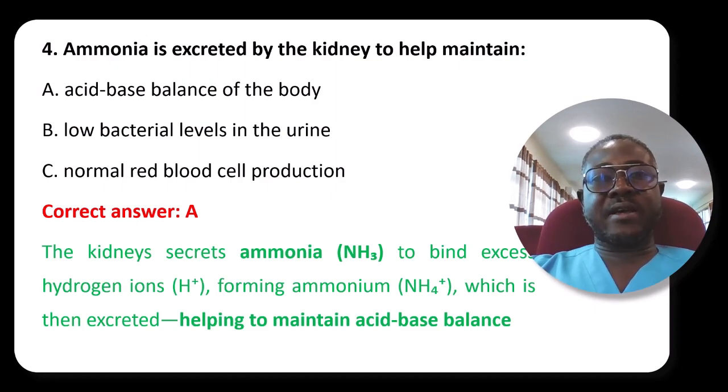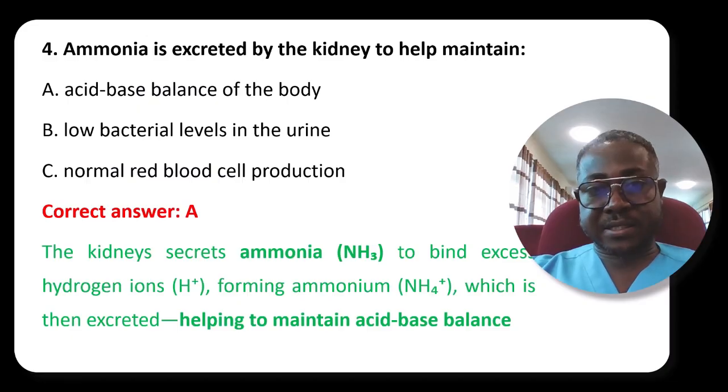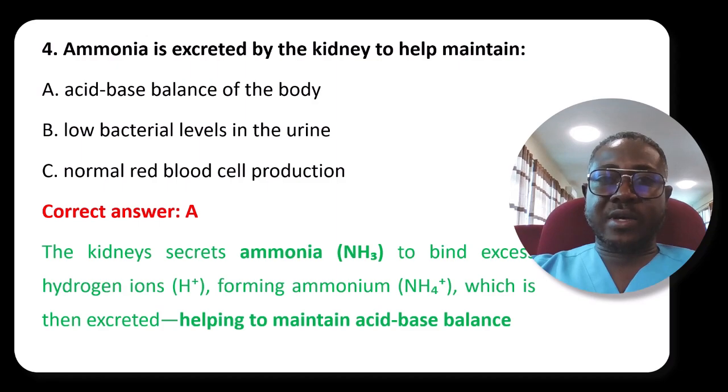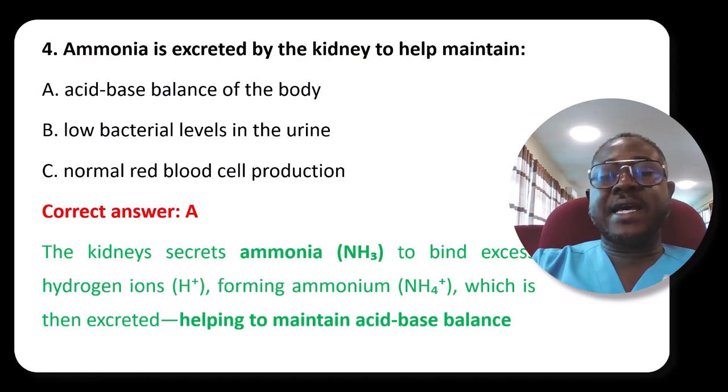And so if I just pick it, but I think it's supposed to be ammonia is secreted by the kidney, because the kidney secretes ammonia in the renal tubes. So let's just assume that this is what the ammonia is secreted by the kidney to help maintain. What is A, acid base balance. So the kidney secretes ammonia so that they can bind with the excess hydrogen ions in the body.